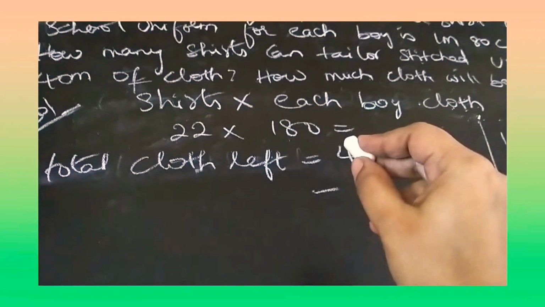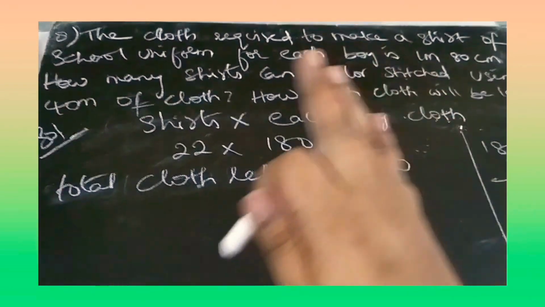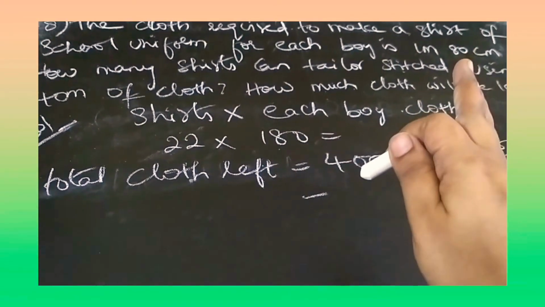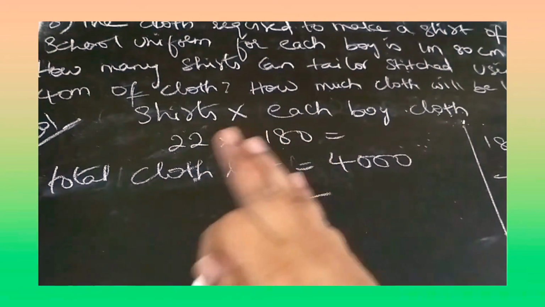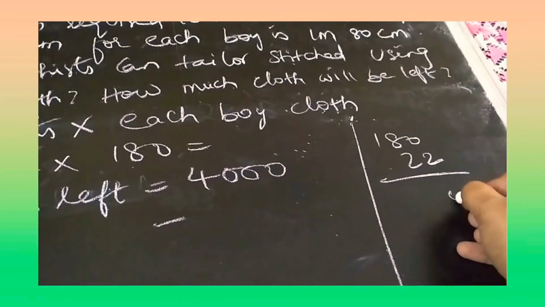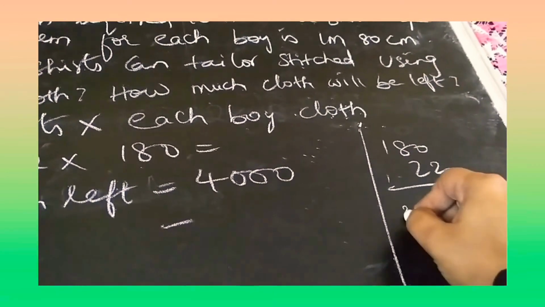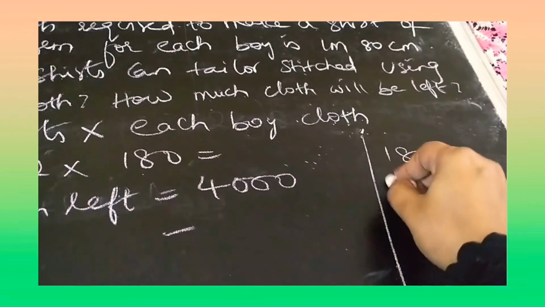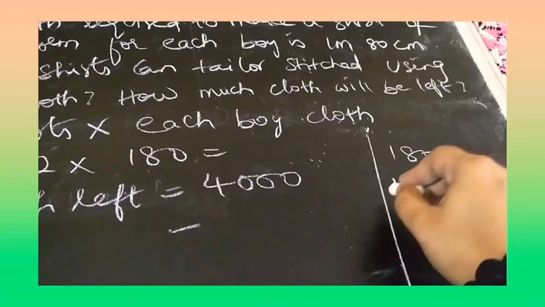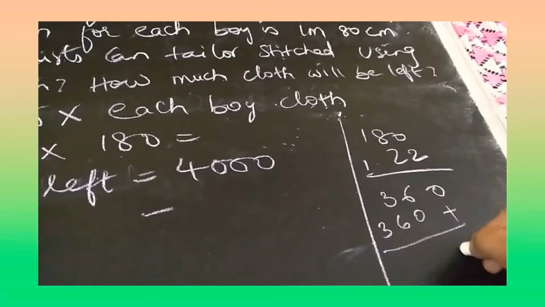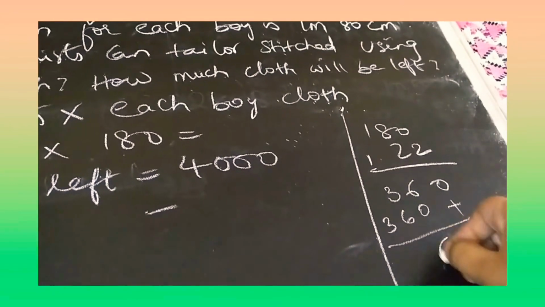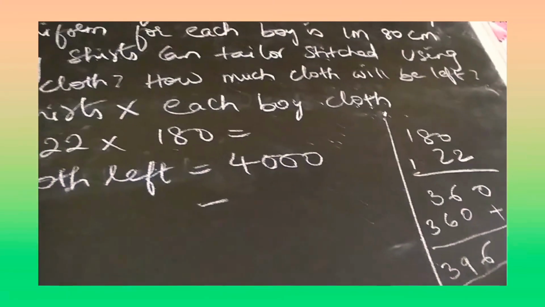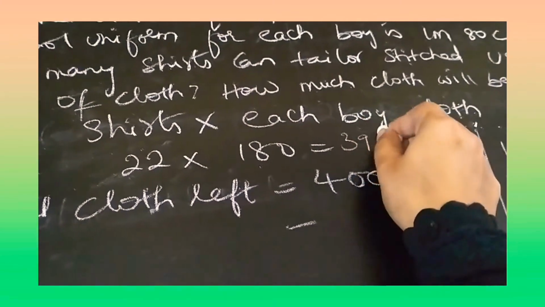Now what you have to do is find the cloth for each boy. The cloth required to make a shirt of school uniform for each boy is 1 meter 80 centimeter, which we have got as 180. So we have to do 180 into 22. 2 zeros are 0, 8 2s are 16, I am taking 1 again, 1 2s are 2, 3. Try it one more time in your books. It is 3960.